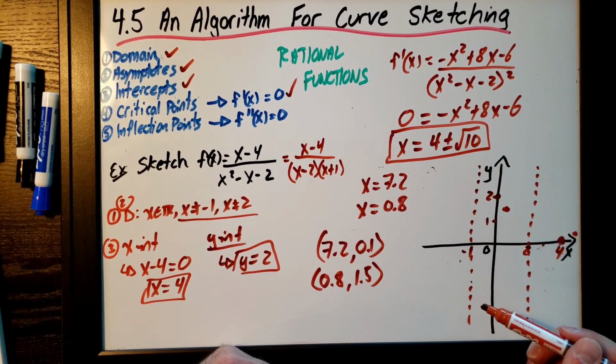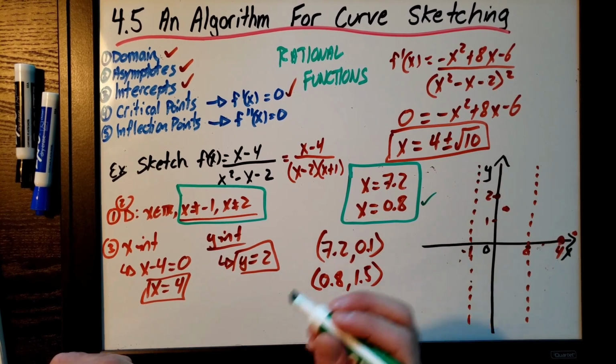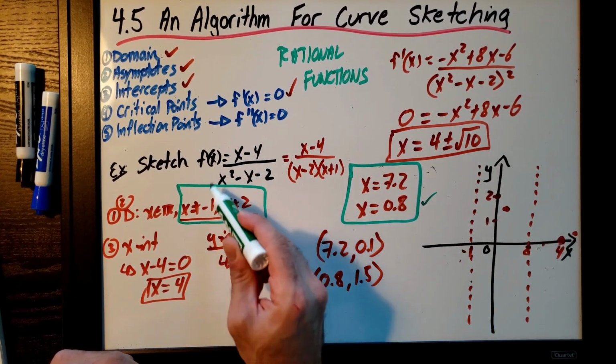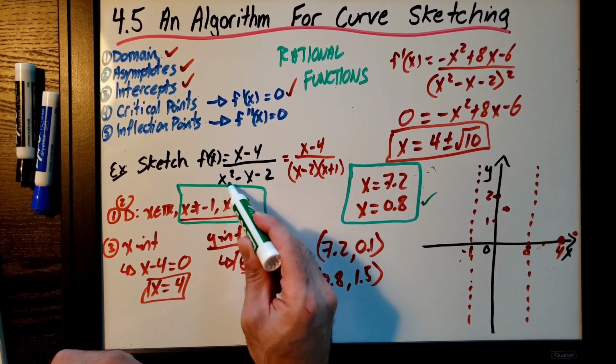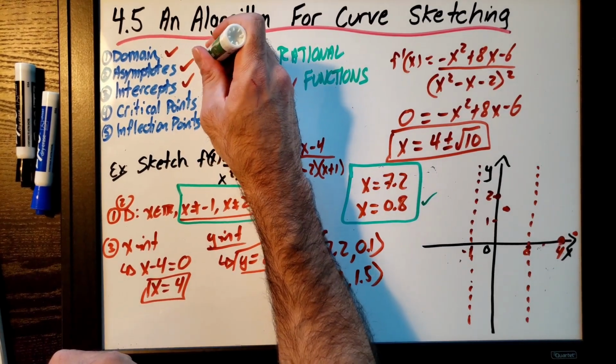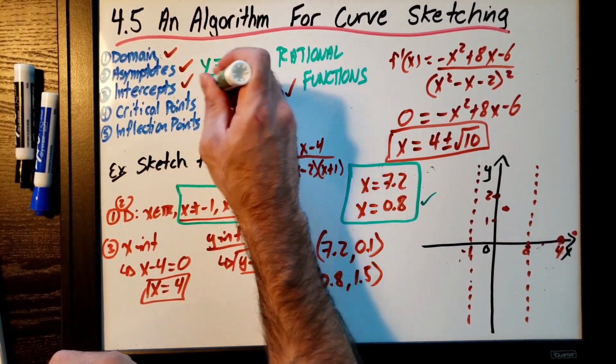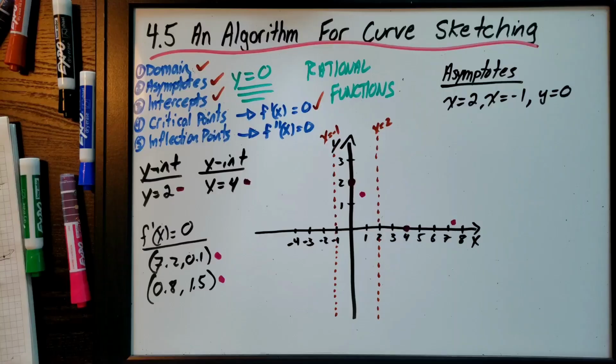Okay, so how can I do that? I'm going to go back here for a second and just remind you that when you have a rational function, when the denominator has a greater power than the numerator, we always have a horizontal asymptote at y equals 0. Okay. I'm actually changing gears here a bit.